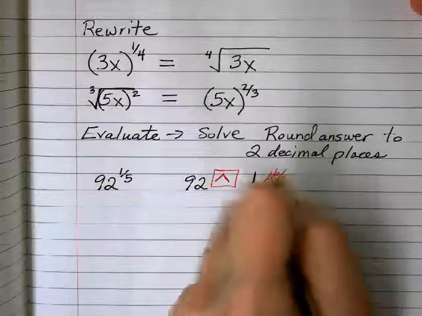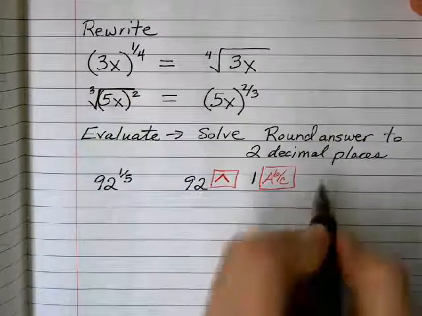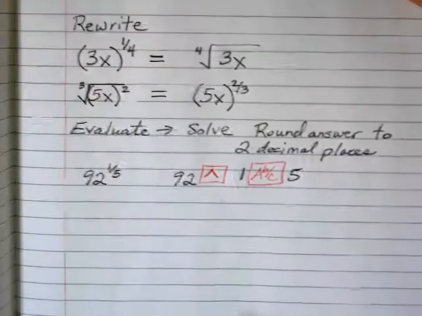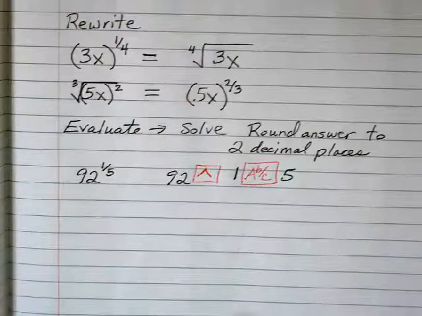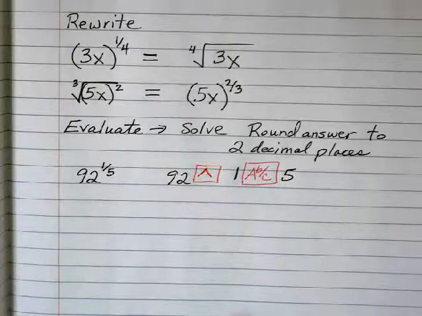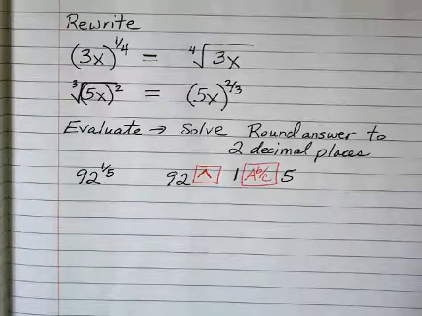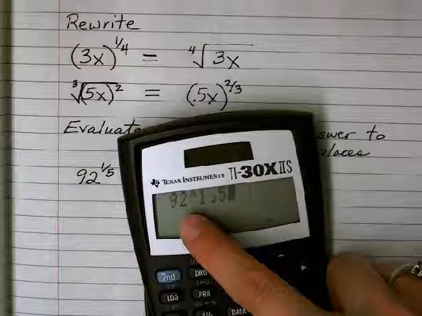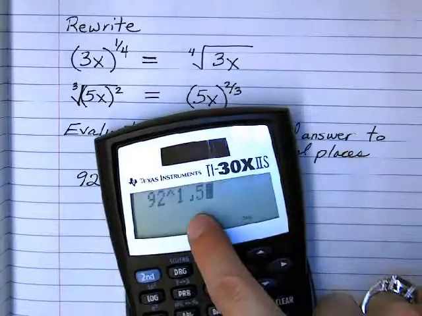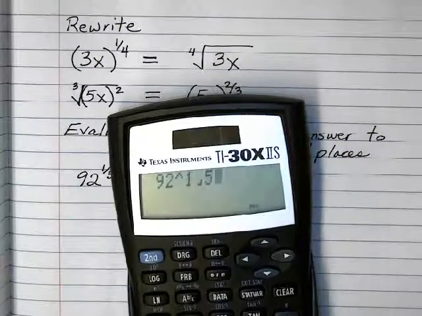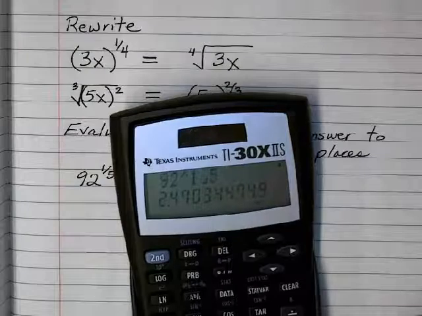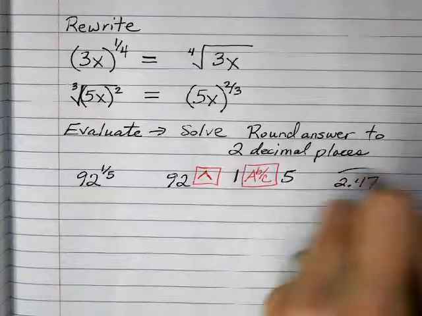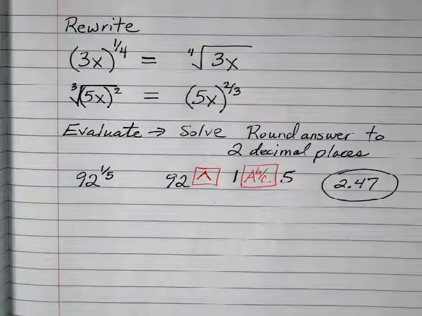The ABC key helps you type fractions. You can type in 1, ABC, then 5. Those are the calculator keys you would push: 92, then the up arrow, 1, ABC, 5. Just to try to help you, because some people are like, what do I push on my calculator? 92 to the 1/5 power. It'd be looking like that when you type it in. So I got 2.47. See, you don't always get a nice answer. You can get decimals.